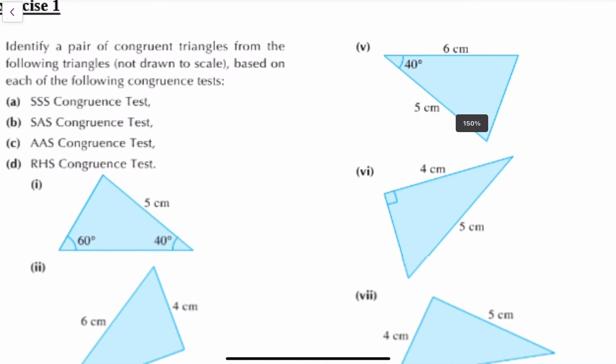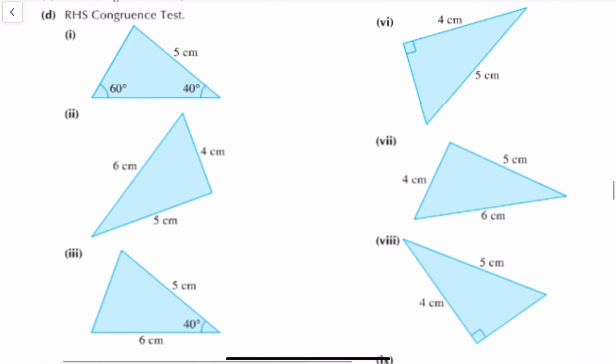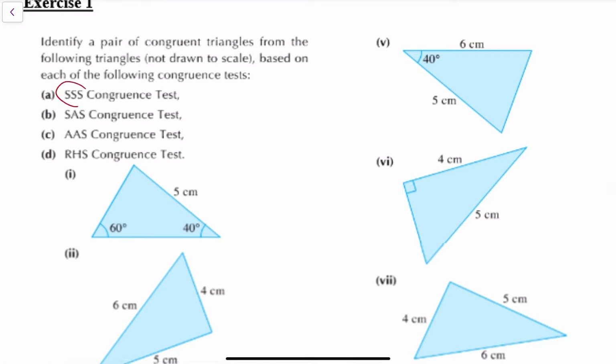Okay, this is exercise 1. You are supposed to identify a pair. You have all these shapes here. So I'm going to start with SSS. So SSS test, I require 3 sides.